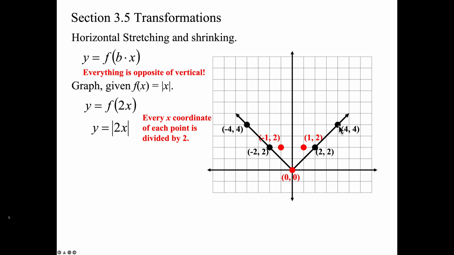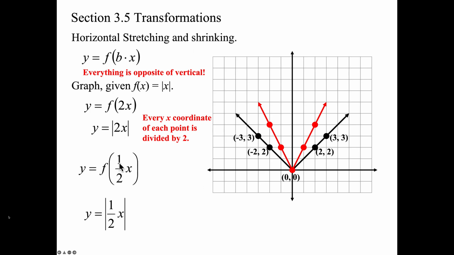Up here we have the point 4, 4, and over here negative 4, 4. Take the x coordinate and divide it by 2. So that horizontal distance of 4 from the y-axis now becomes negative 2, 4. This horizontal distance from the y-axis was a positive 4, divided by 2 is now 2. So you can see that my graph is changing its shape and size by being horizontally compressed or shrunk to the y-axis.